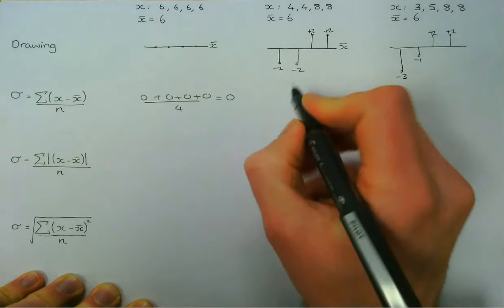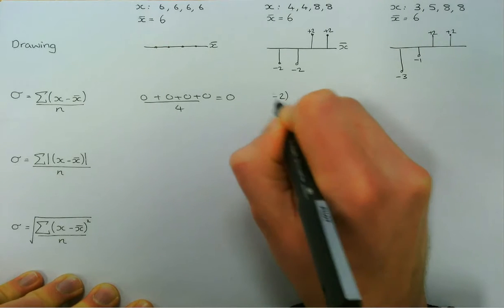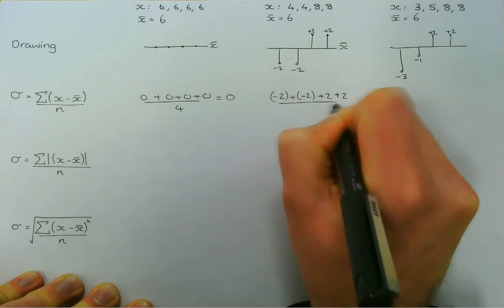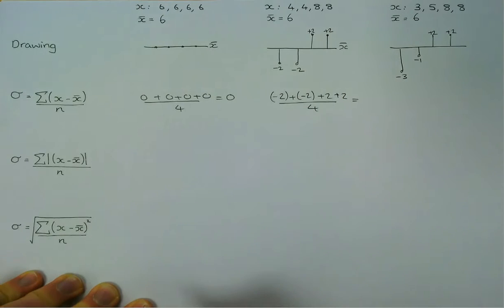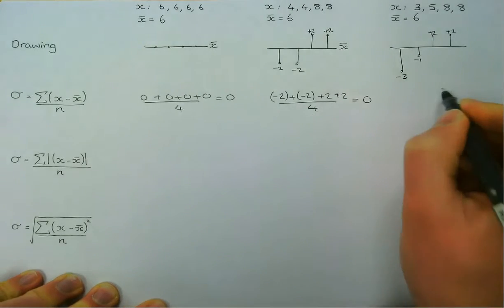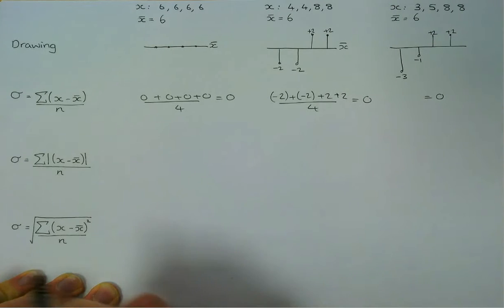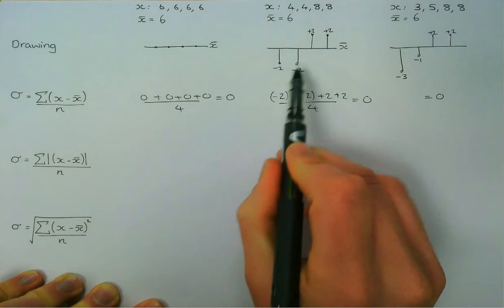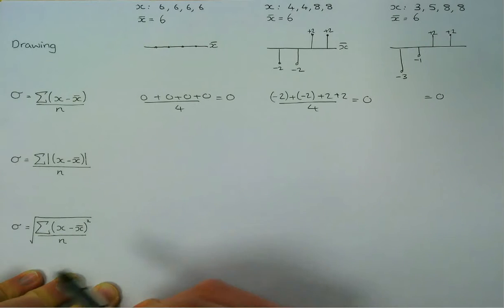But let's try it for this one. So we've got -2 plus -2 plus 2 plus 2 divided by 4. Oh dear. That gives us 0 as well. And you'll find that this one also gives us 0. So that was no good. So then we said, well, we can't have that. We can clearly see there is a deviation, so we need to find another measure.